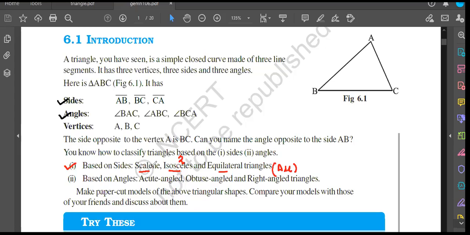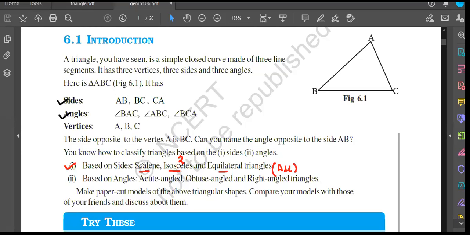Then what about scalene? No sides. Vishka, we just started. We just started, right? I was just giving the idea about triangles. Don't worry about that. Okay.